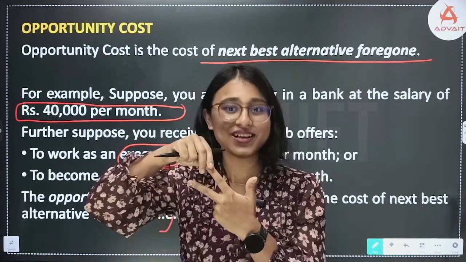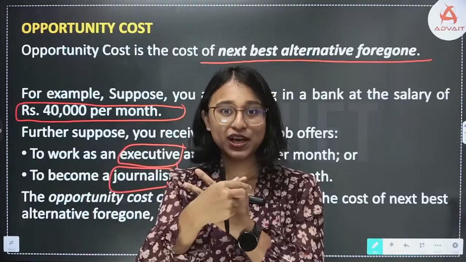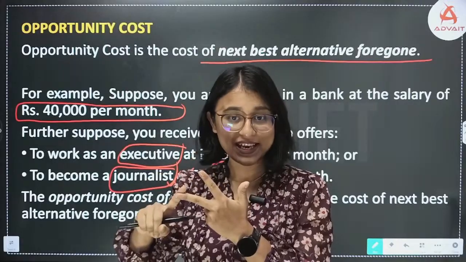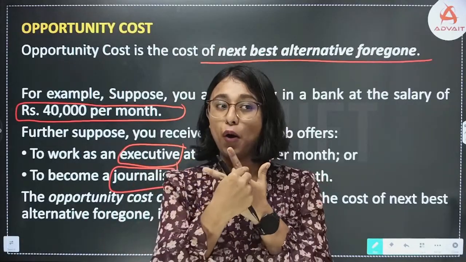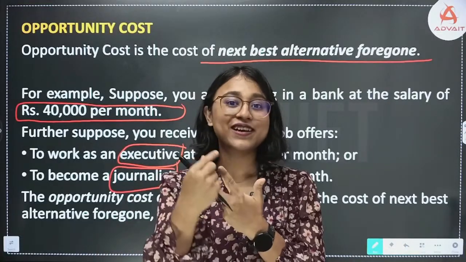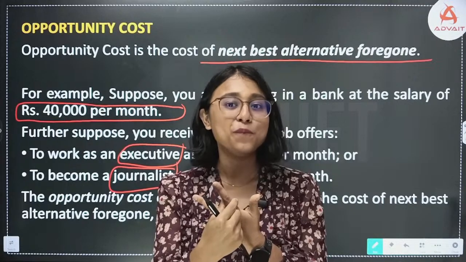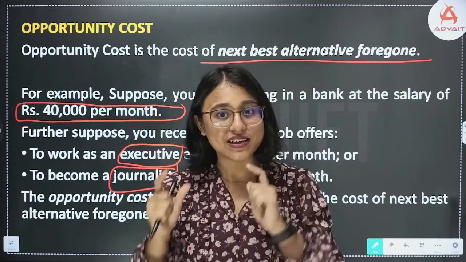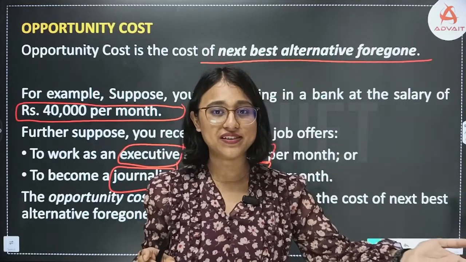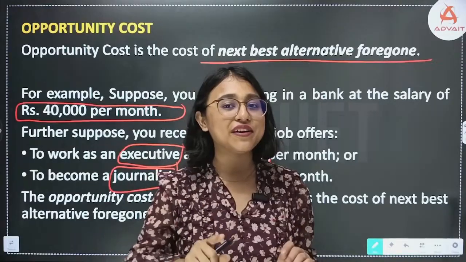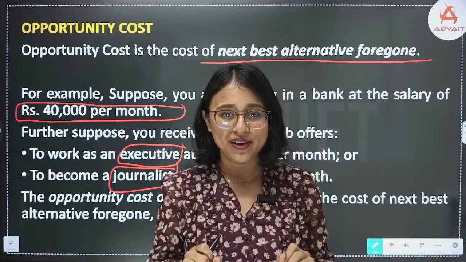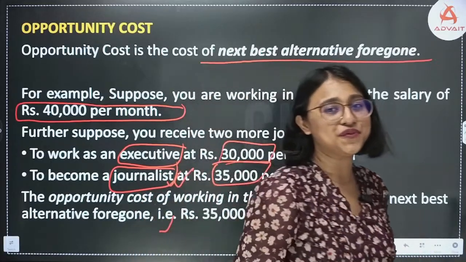Of course, watching a movie, not studying. So the opportunity cost of going out and playing is watching the movie. I hope this much is clear. It is the next best alternative which you are giving up, which you are sacrificing. Because you are going out to play, you are sacrificing the option of watching a movie at home. I hope this much is clear with you. Let's move to the next slide.